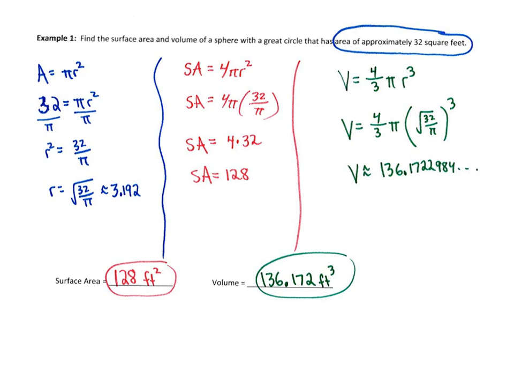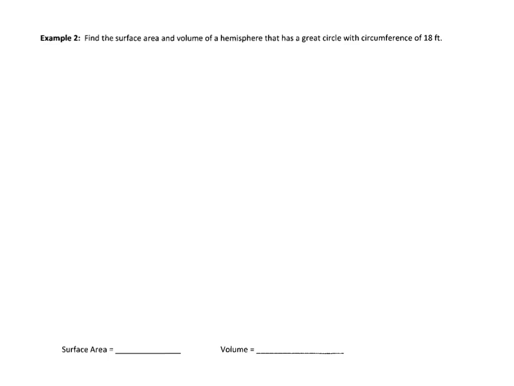The last problem is a challenge, and it's a little fun. Actually, it's a lot of fun. Last problem of the entire notes for chapter 12. Okay, it says find the surface area and volume of a hemisphere that has a great circle with circumference 18. So first of all, let's just figure out what the radius is.